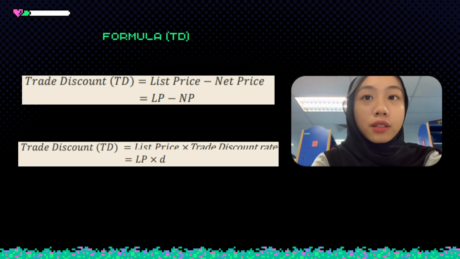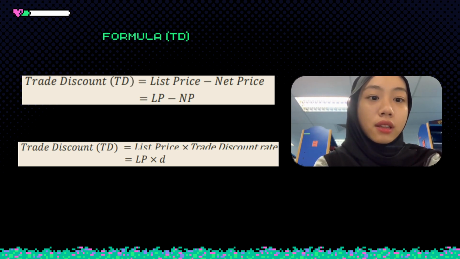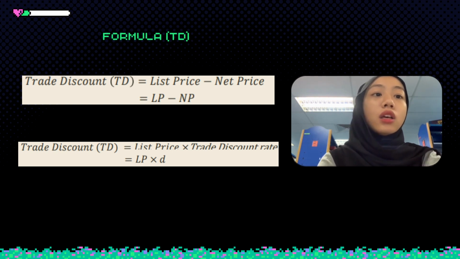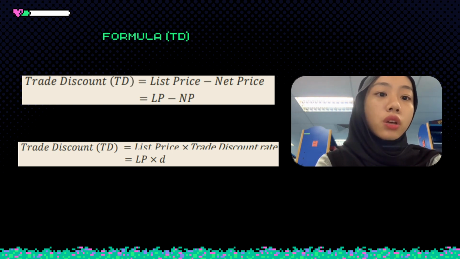So I want to explain the formula for trade discount. Trade discount has two formulas. The first formula is trade discount equals list price minus net price. The second formula is trade discount equals list price times trade discount rate. This is the formula you can use, but we should look at the question first.